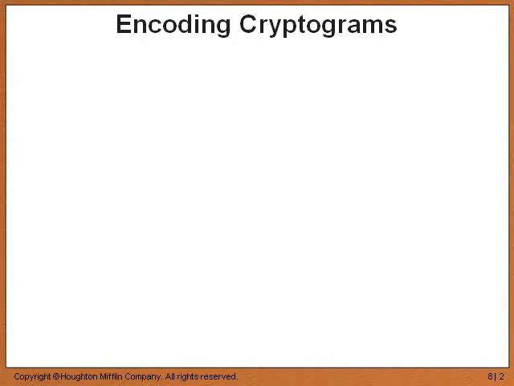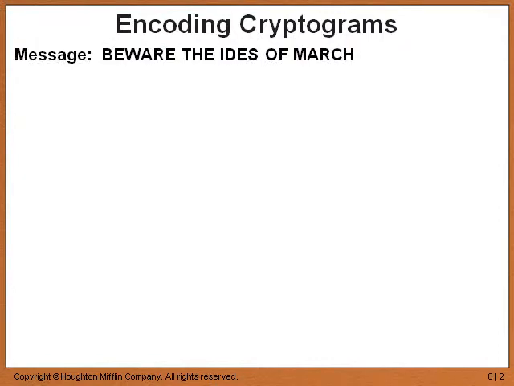We're studying it now because matrices are often used in cryptography. So the first step of cryptography is encoding a message, and the encoded message is called a cryptogram. So let's start with this sample message, "Beware the Ides of March." And you'll remember from Shakespeare's play Julius Caesar that the soothsayer said this to Caesar, "Beware the Ides of March."